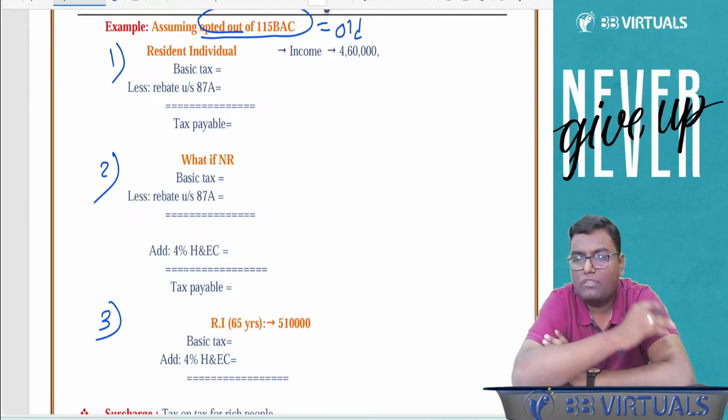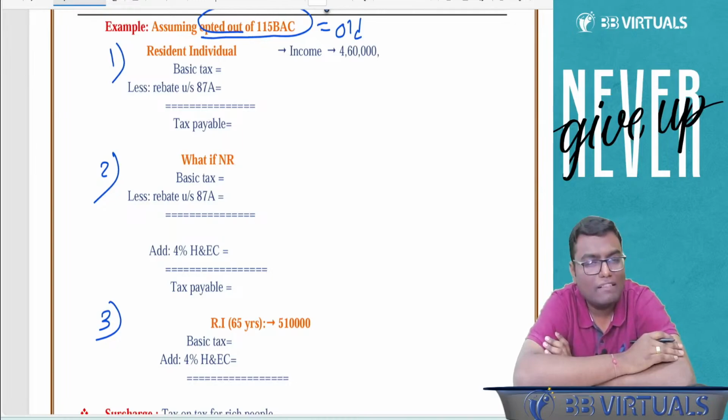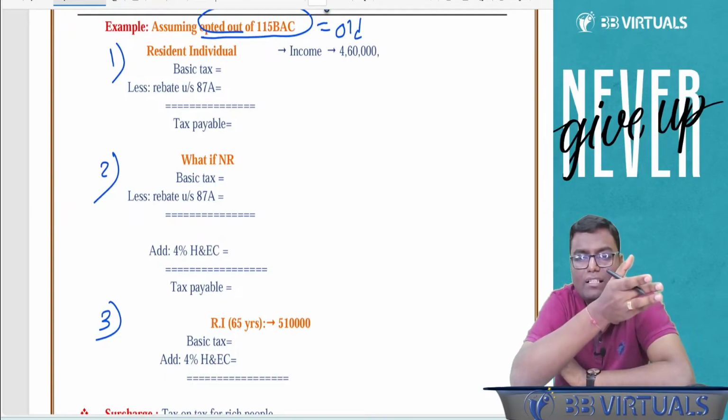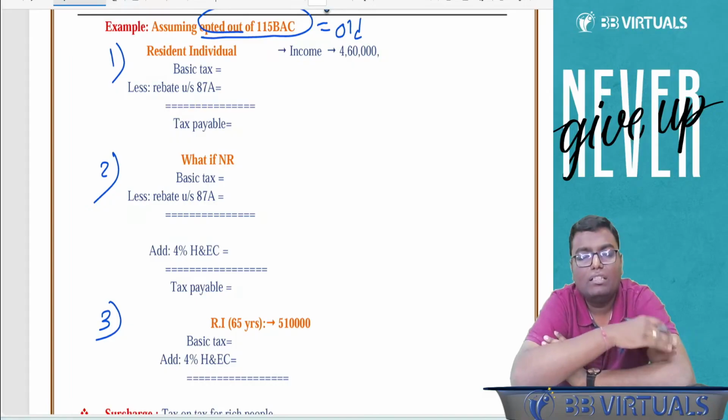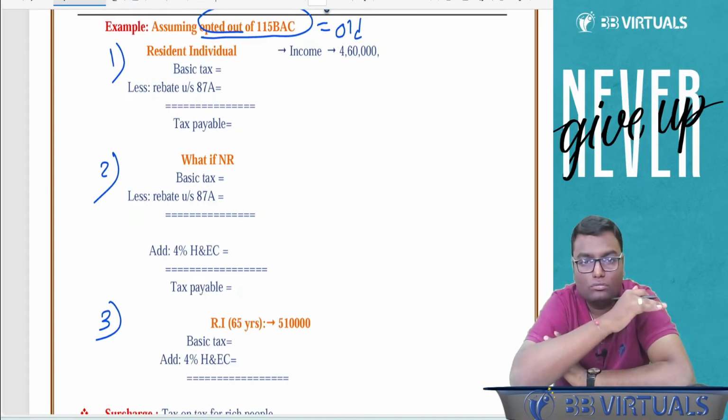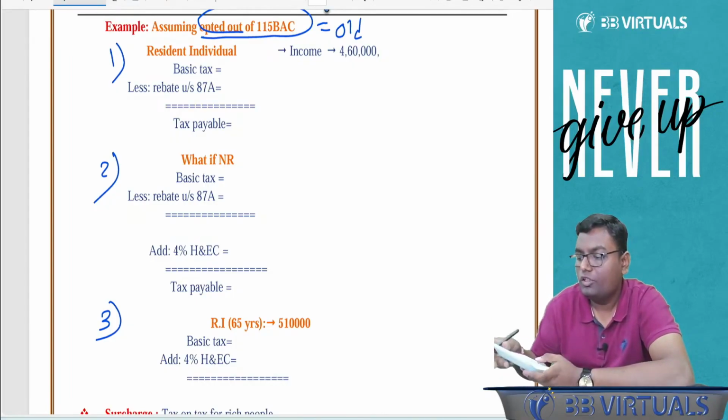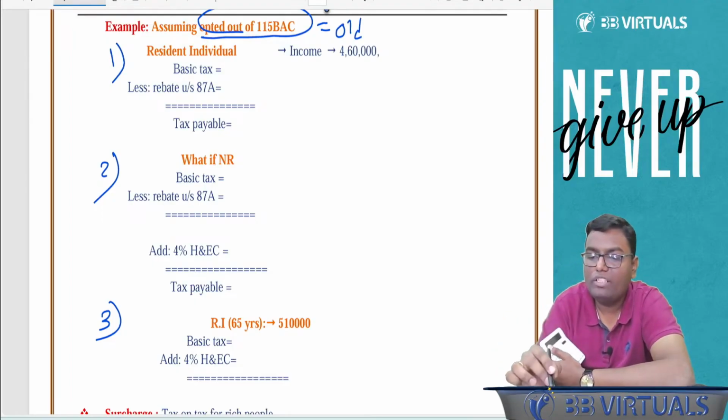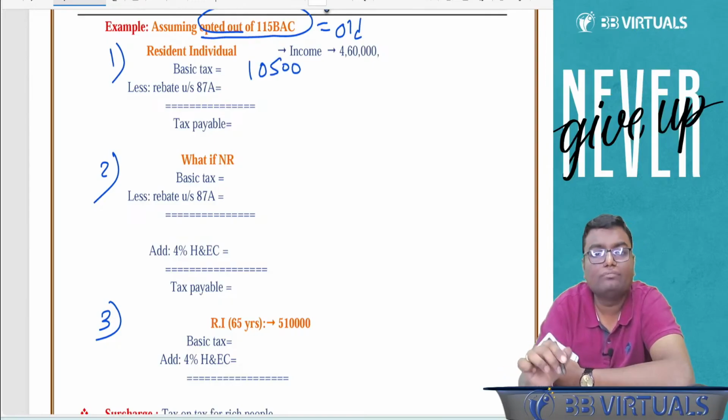Okay, let us do the first question first of all. Resident individual, total income is 4,60,000. Tell me what will be the basic tax? If nothing is said, assume that the person is below 60. So up to 2,50,000, 0. Now 2,50,000 till 4,60,000, the tax rate will be 5%. So now it will come to 10,500.